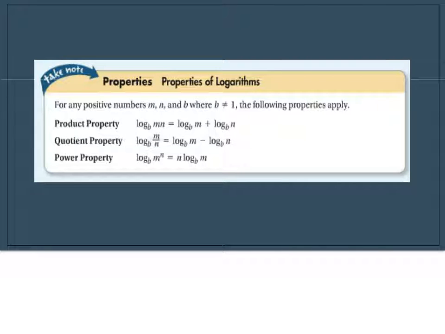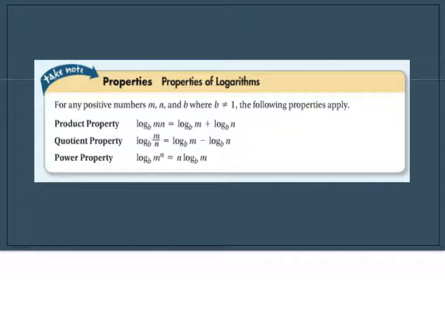The product property is when you have a log of some base and a product. You can split that product by keeping the same log base and then just adding the two components of the product, or however many components of that product.